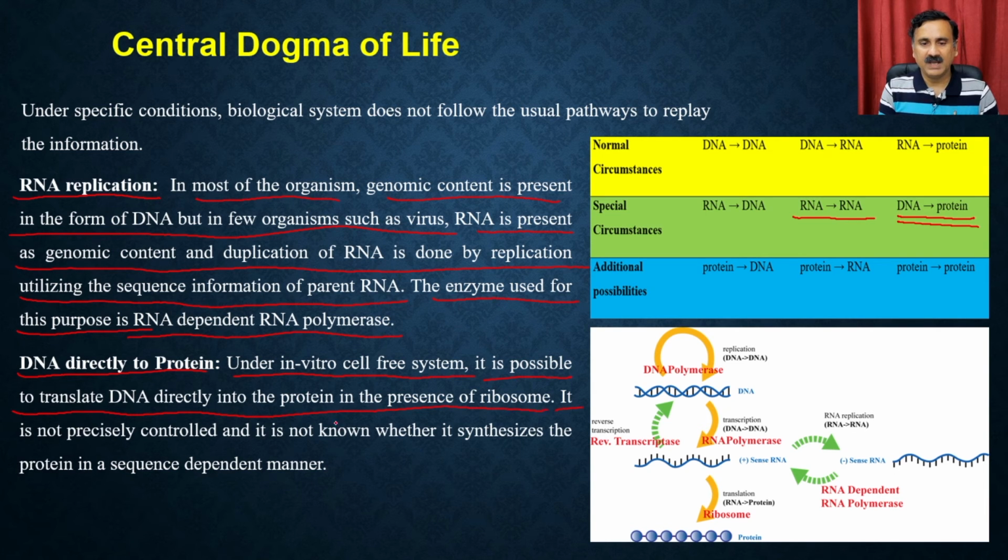So in a cell-free system, it is possible to translate the DNA directly into the protein in the presence of ribosome. It is not precisely controlled, and it is not known whether it synthesizes the protein in a sequence dependent manner, which means this is possible, but it is not precisely controlled. It is not precisely going to give you the specific protein molecules, right? It may give you a random amino acids combined with each other.